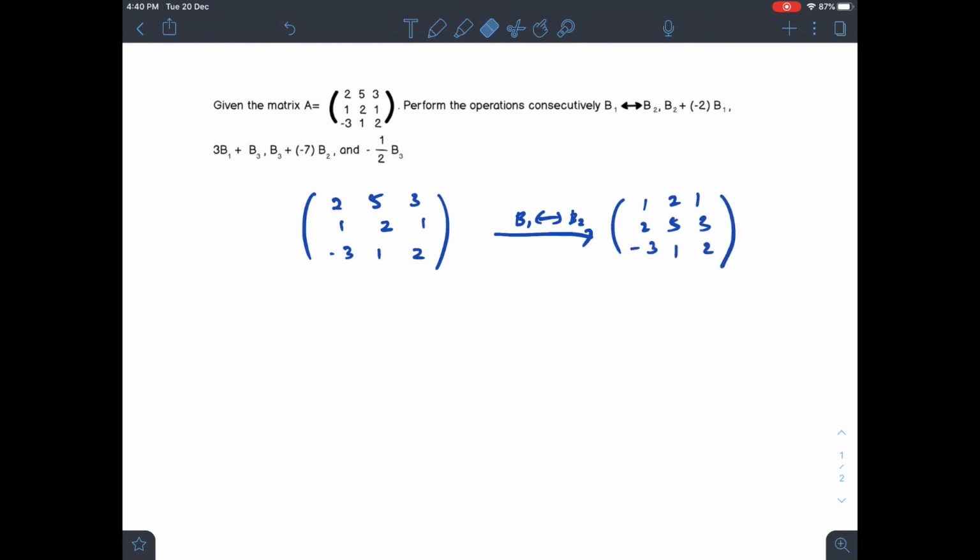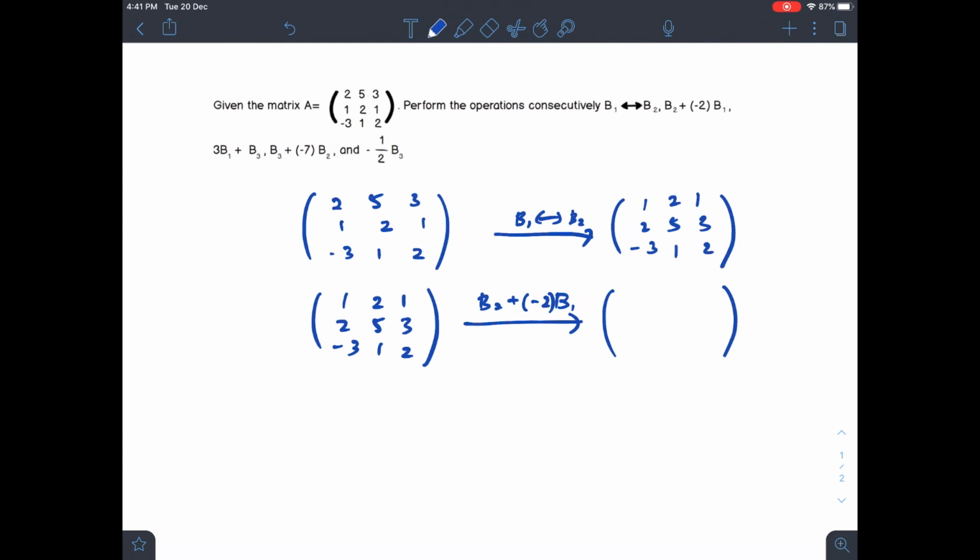Okay, so let's take a look at the second operation, R2 plus negative 2R1. By performing simple calculations on R1, and adding the multiplication into R2, we will get the answer. Next, I'll pass it to Justin to complete the operations.